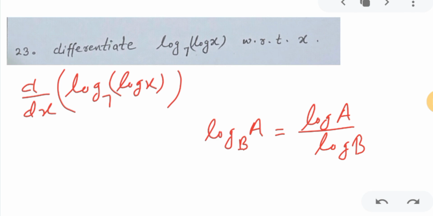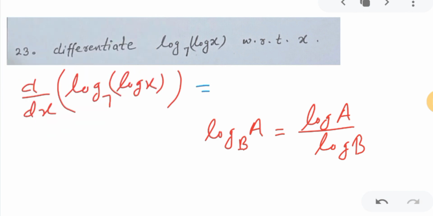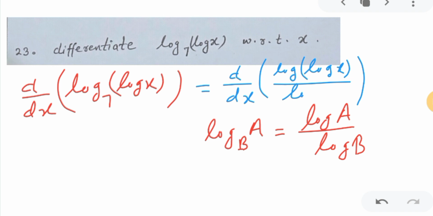So using this formula I can write this as, this is the derivative, so the derivative will be as it is, correct? So this inside portion I will write as log a upon log b. So I can write log of log x, where a is nothing but log x, divided by log b, b means log 7. So using this formula I wrote this, correct?